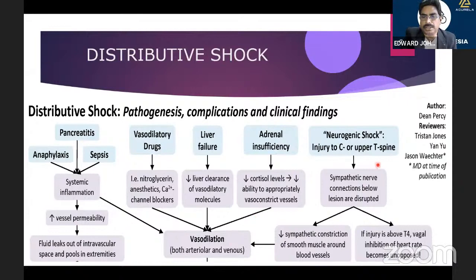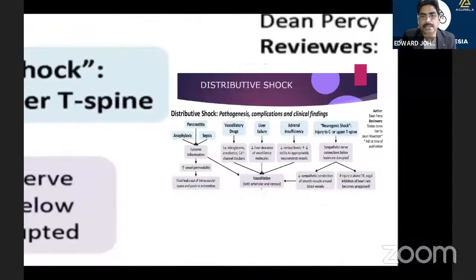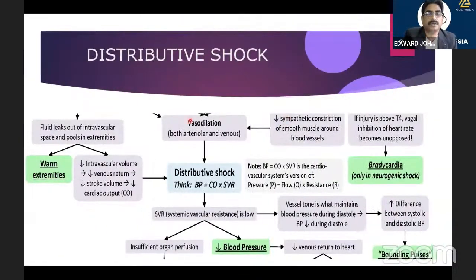In neurogenic shock, when there is an injury to the cervical and thoracic spine, below that level the sympathetic innervation will be lost. So that will cause vasodilatation. Suppose the injury is above T4, the cardiac sympathetic fibers will be lost. So that will lead to bradycardia and hypotension. So coming to the effect of distributive shock, due to the vasodilatation, the extremities will be warm.